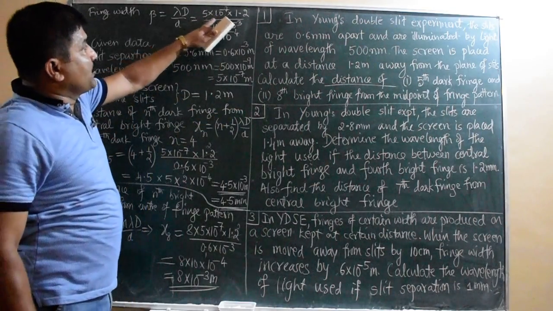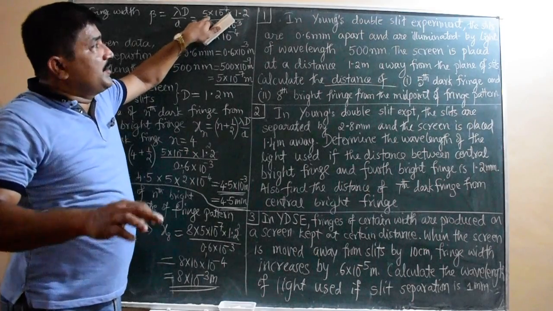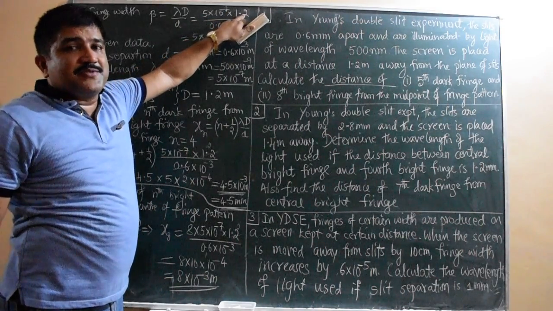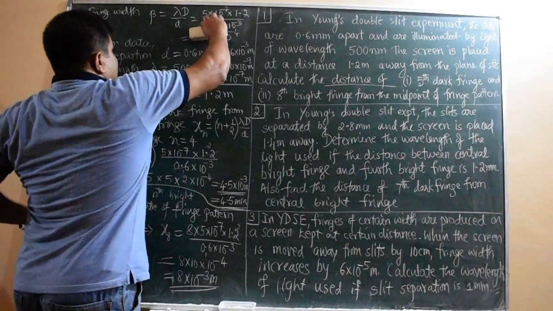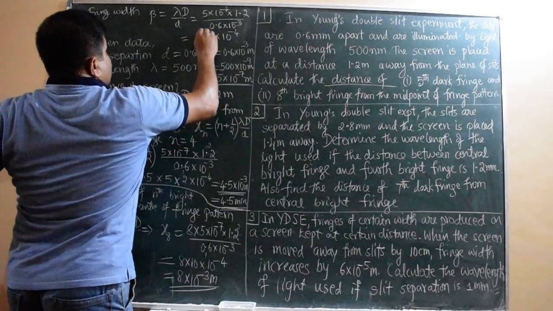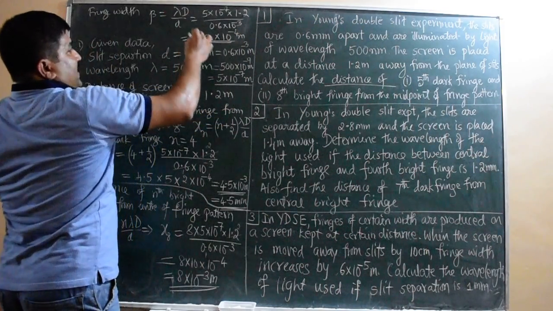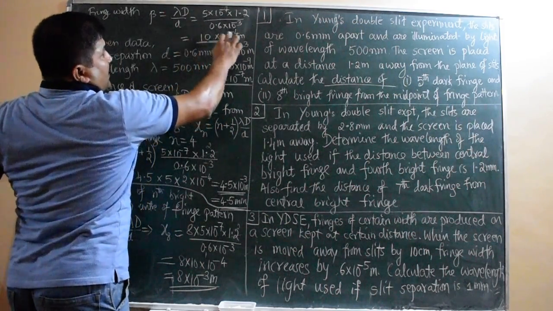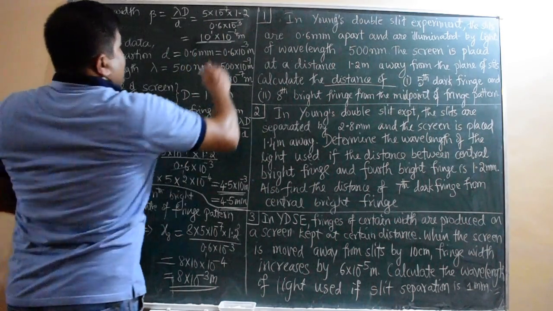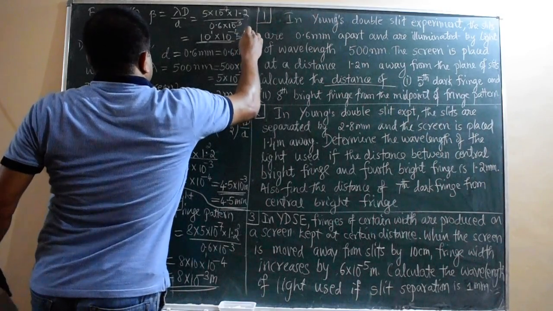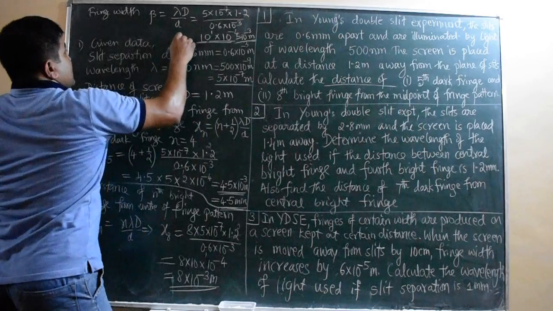So 5 into 2, or directly use a calculator. 5 multiplied by 1.2 gives you 6 by 0.6, which directly gives 10. So 10 into 10 power minus 4 meter, or you can write 1 millimeter. 10 power minus 4, 10 means 10 power 1, so 10 power minus 3 meter. So this is the fringe width in the question.